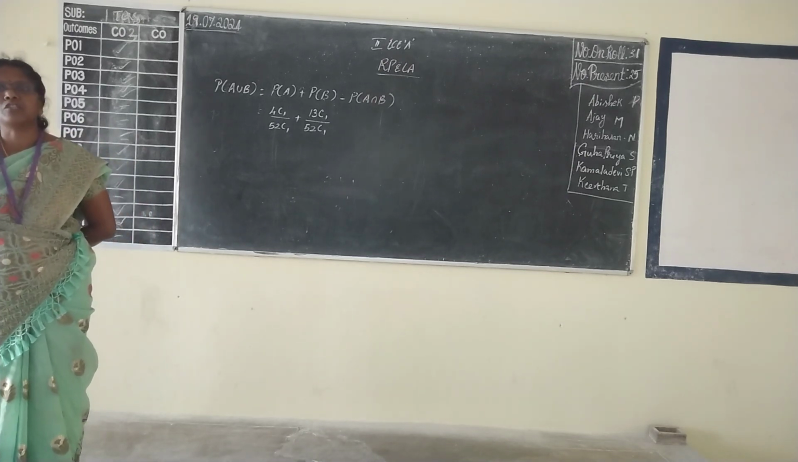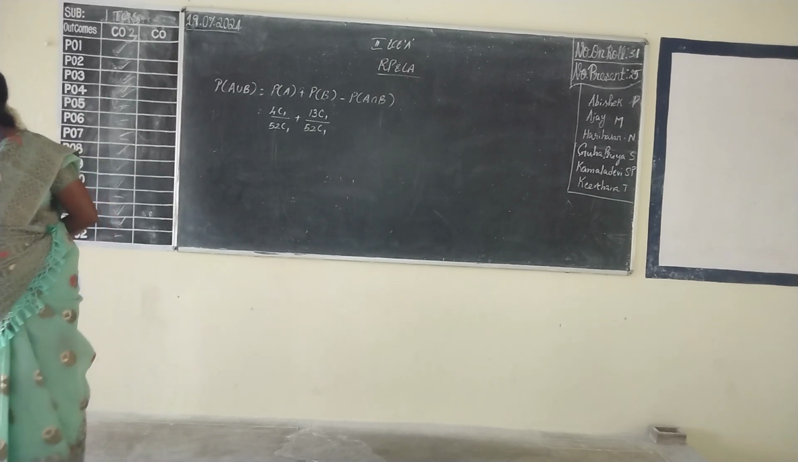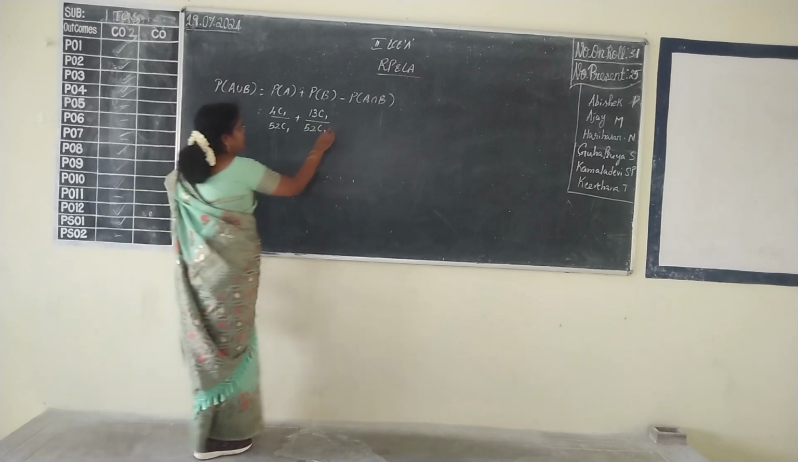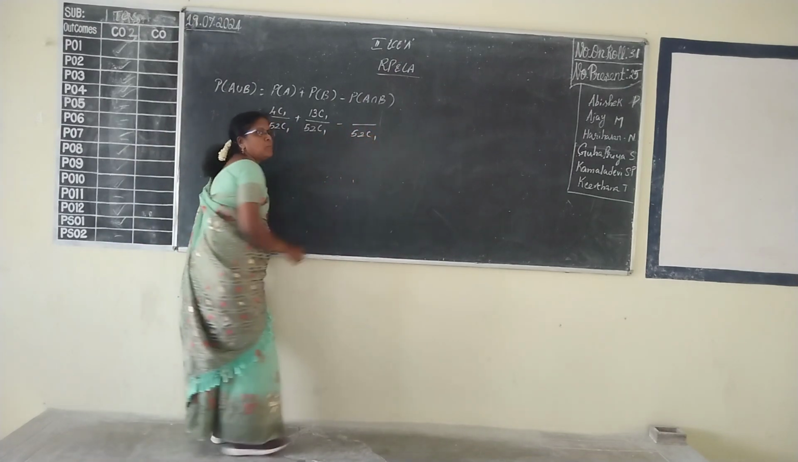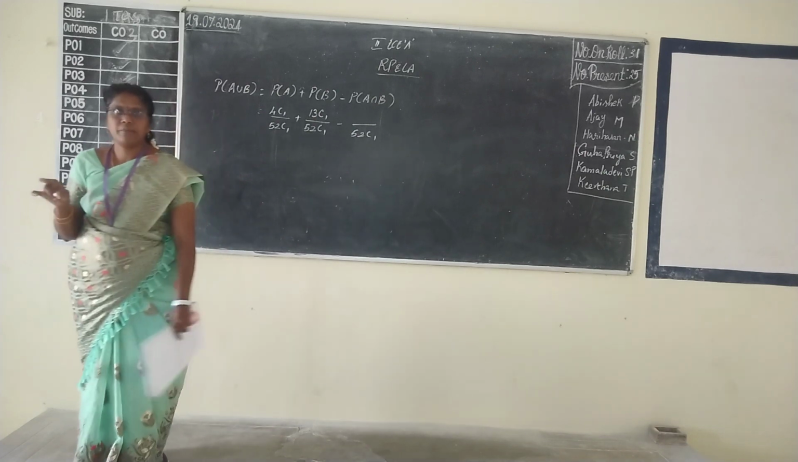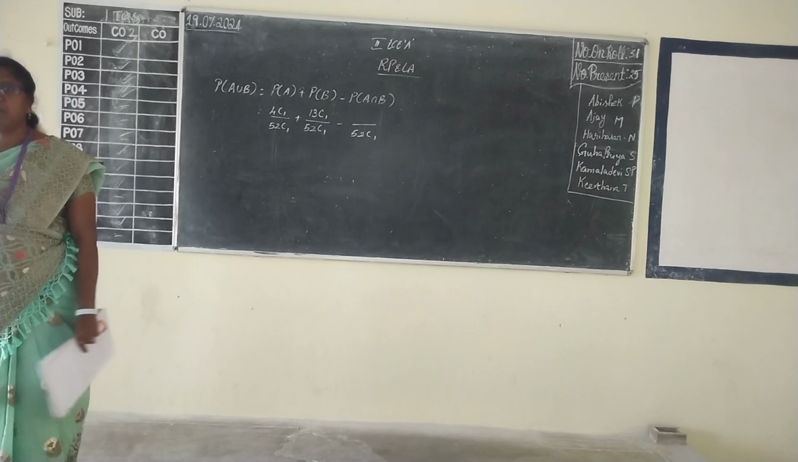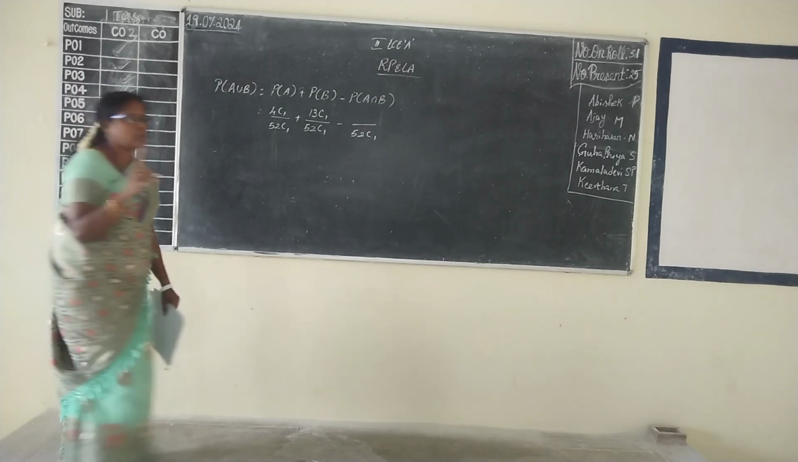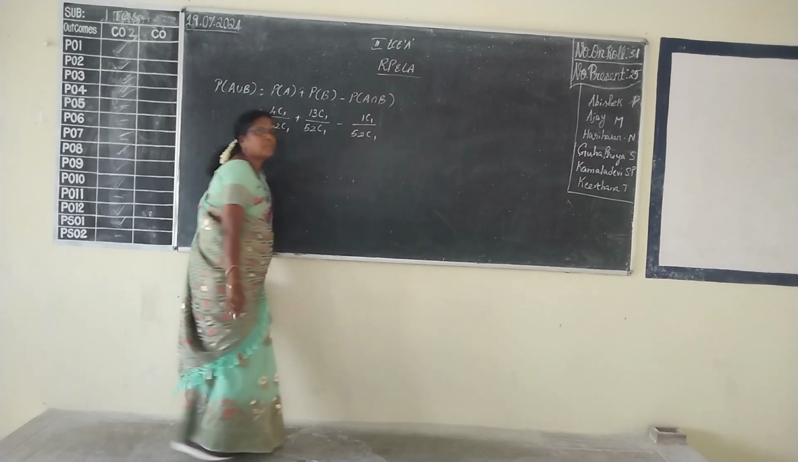So if you calculate this normally: total how many cards are there? 52. Out of that you are going to pick 1 card, and that 1 card should be what? The king of spades. What is the possibility? 1 by 1, that is only 1 king of spades. So you can write it simply as 1.